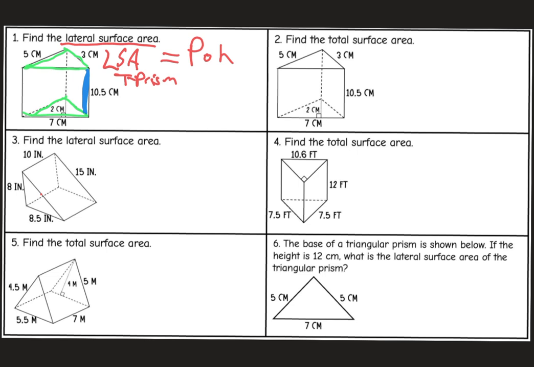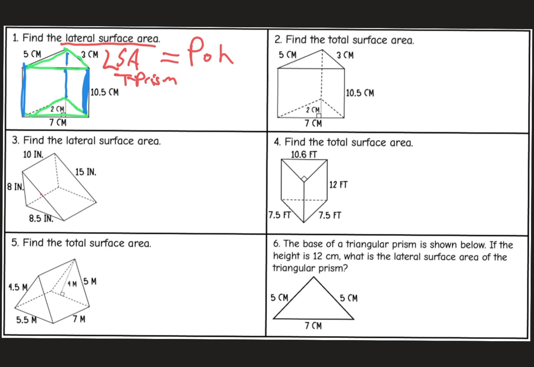Technically that looks kind of funky, so I think I'm going to get rid of that middle one, or I'll try to draw it a little better. There you go. That looks much better. Alrighty, so we have perimeter times height. The perimeter is the distance around the base.